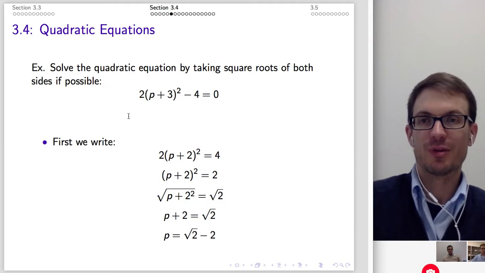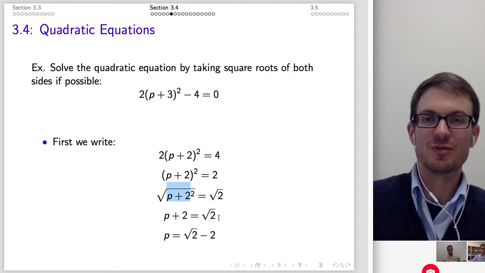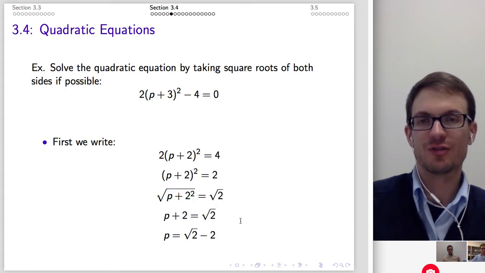Okay. How about this one? Let's move the 4 to the other side. Divide through by 2. We have (p plus 2) squared is equal to 2. Let's take the square root of both sides. And forget about this 2 right here, that I've highlighted, that ought not be there. Actually, what I need is parentheses. So there ought to be parentheses around this p plus 2. Okay, that evaporates and we get p plus 2 is equal to the square root of 2. And I'll subtract off 2. So I get p is equal to the square root of 2 minus 2.